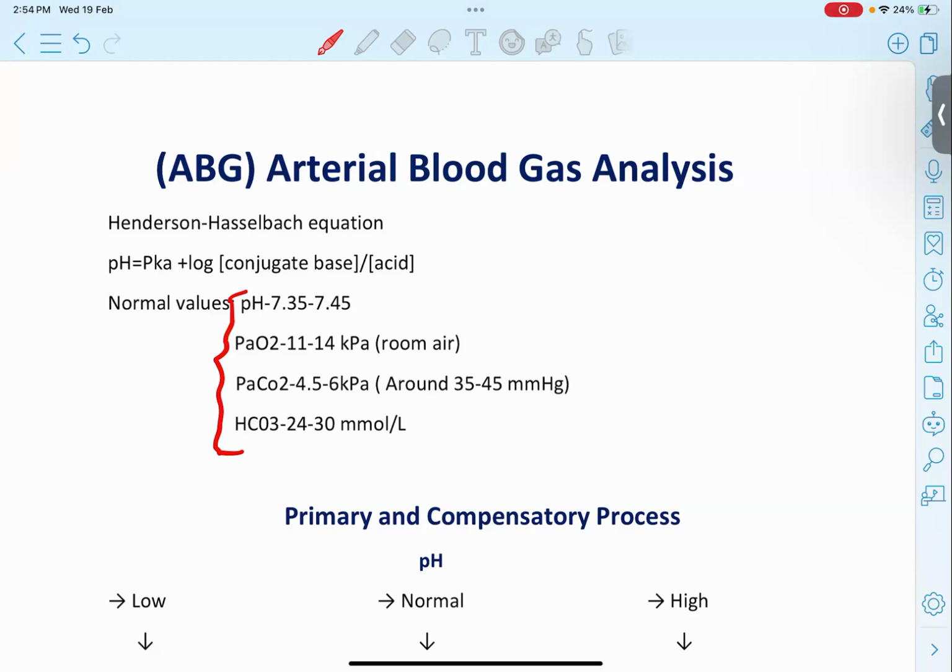The pH of blood is calculated in the body through the Henderson-Hasselbalch equation. If you wish, you can remember the equation. We need to know the normal values of all the variables. Normal pH is 7.35 to 7.45. Partial pressure of oxygen is 11 to 14 kilopascal. Carbon dioxide is 4.5 to 6 kilopascal, which is around 35 to 45 millimeters of mercury. Bicarb is 24 to 30 millimole per liter. So these are the normal values.